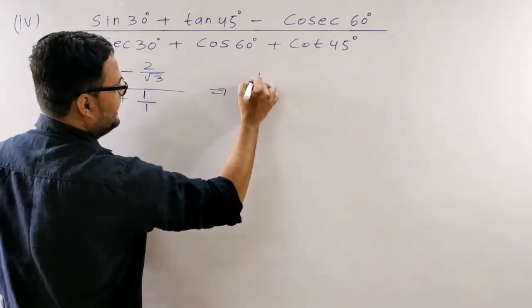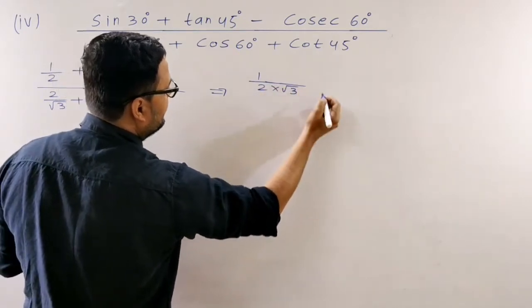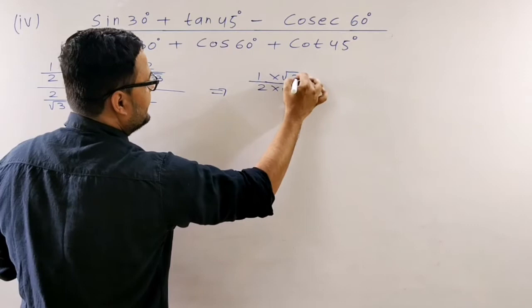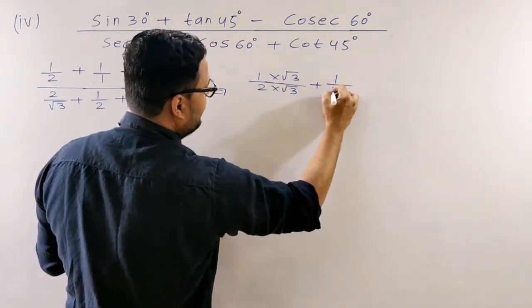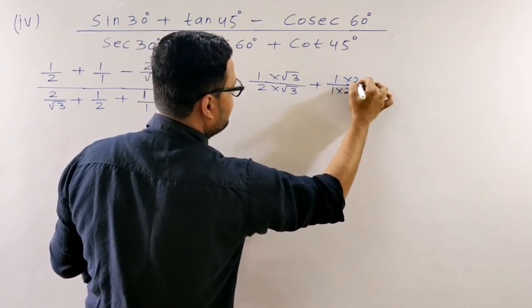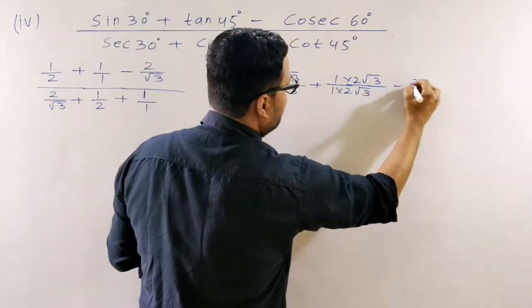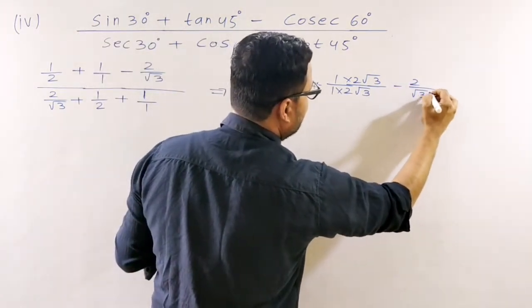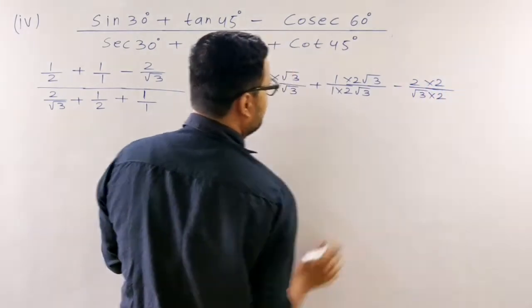I'll write here 1 by 2 into root 3. I got 2 root 3. This also multiplies with root 3 plus 1 by 1. Now 2 root 3, because I have to convert the denominator to 2 root 3, minus 2 by root 3 and multiply with 2. I got 2 root 3 and this also multiplies by 2.